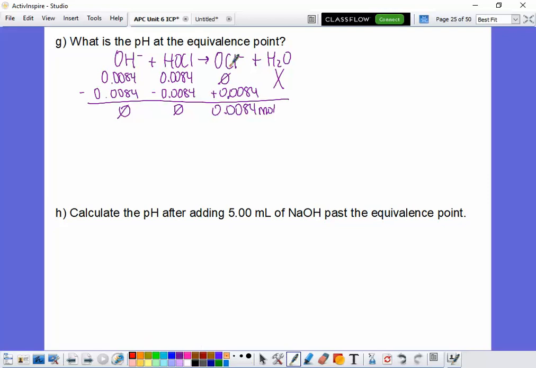We're going to have to put this in a rice table, reacting with water. But before we do that, what do we need to do with these moles? Convert it back to concentration. So we're going to divide it by the total volume in my beaker at this point. What was the volume of HOCl I put at the very beginning? 24 milliliters. And at this point, what volume of NaOH has been added? 42. So what's my total volume? 66 milliliters, or 0.066 liters. So go ahead and find that concentration, and that's what we're going to put in our rice table.